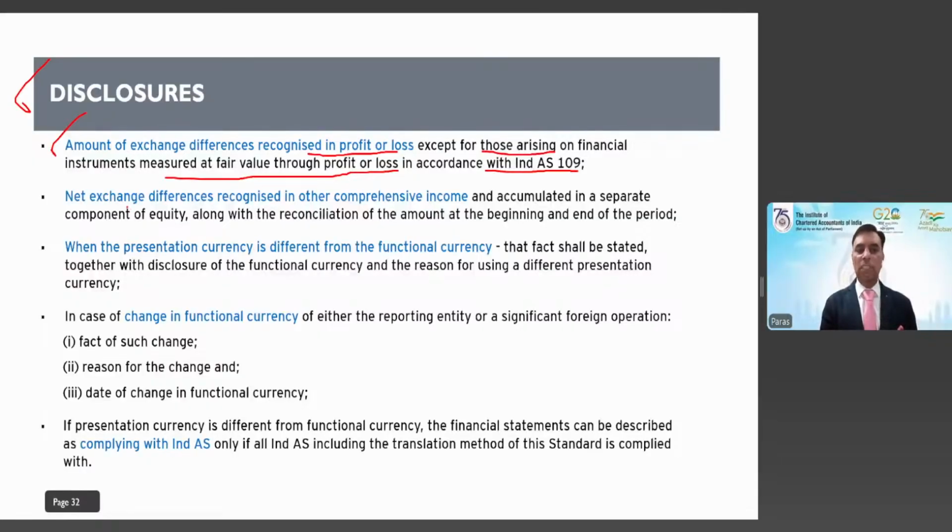Second, you need to disclose the net exchange differences recognized in OCI and accumulated in a separate component of equity.